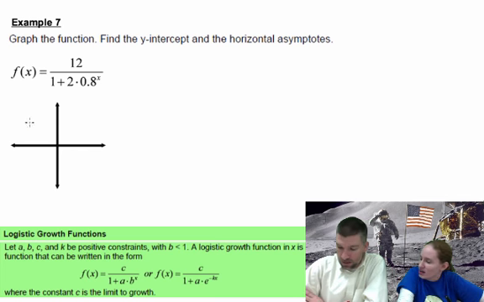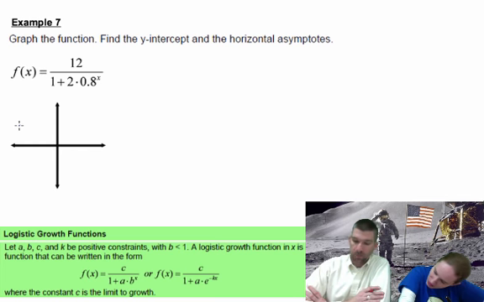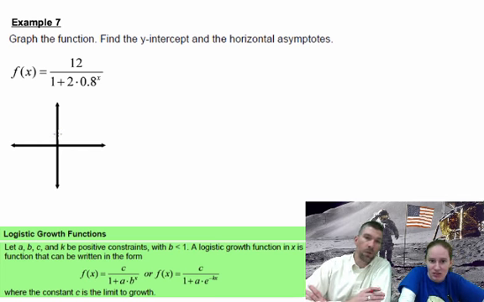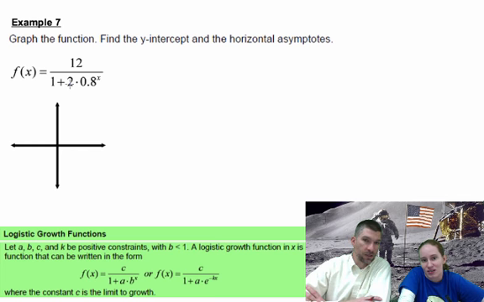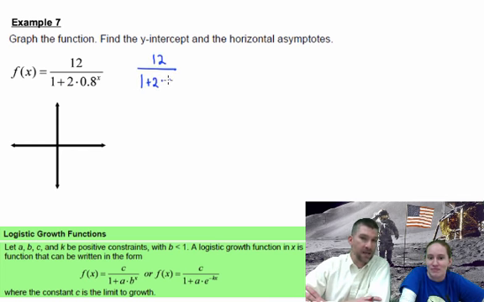A logistic function, is it going through 1? In this case, it won't go through 1. When you're at 0, it's going to go through 4, because 12 divided by 1 plus 2 times 0.8 to the 0 power. 0.8 to the 0 is 1, so 1 plus 2 is 3, and 12 divided by 3 is 4. So, yep.